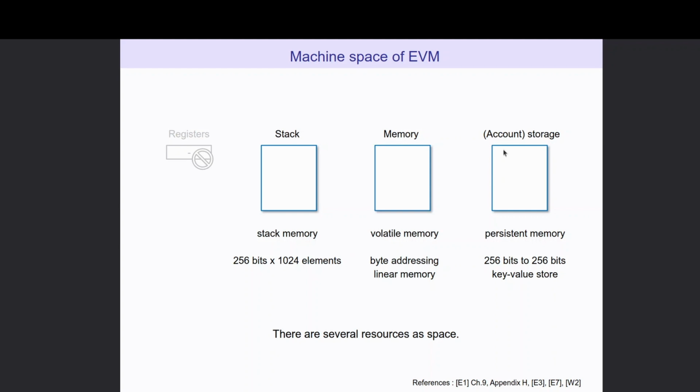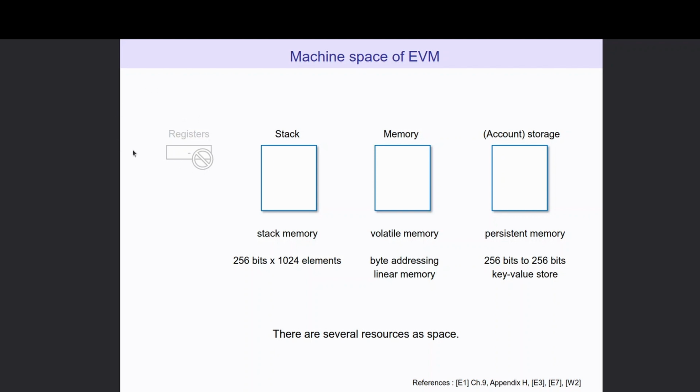And it's volatile, which means that after the smart contract execution, the memory is erased. And finally, we have storage. This is what is persisted in the EVM world state. Storage consists of key to value mappings, and each key is 256 bits, and each value is as well 256 bits. Also, you can see on this slide that there are no registers.